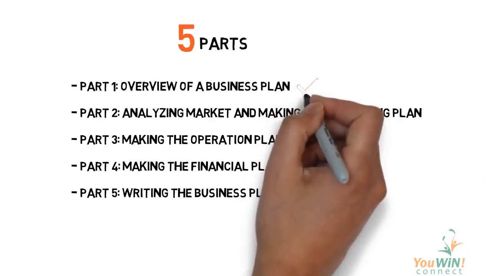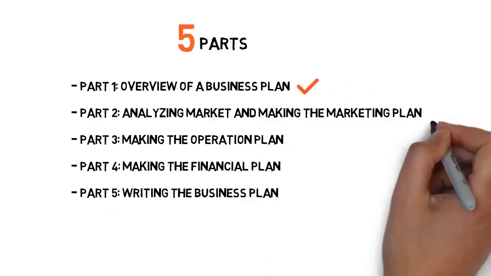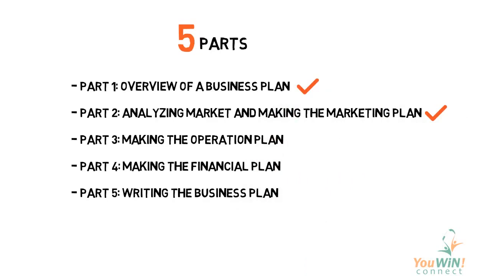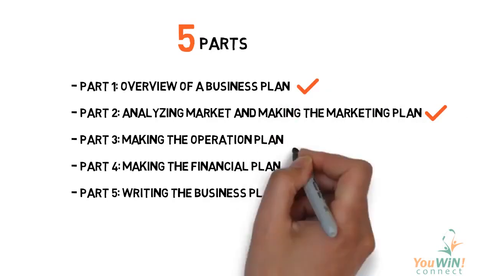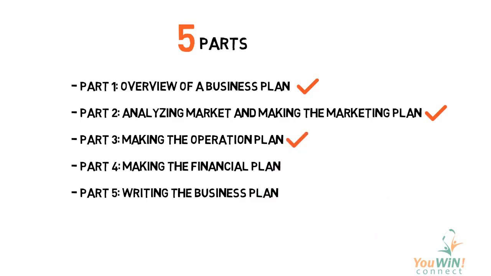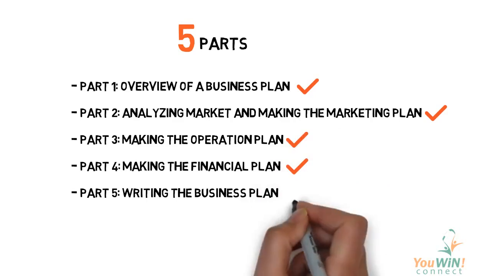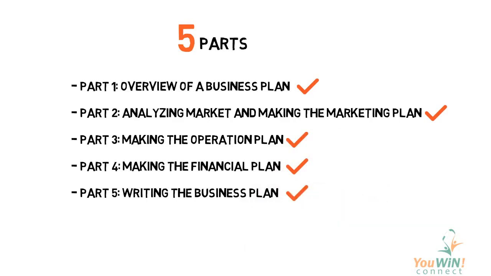The first part is an overview of a business plan. The second part is analyzing the market and making a marketing plan. The third part is making the operational plan. The fourth part is making the financial plan. And then finally, part 5, writing the business plan.